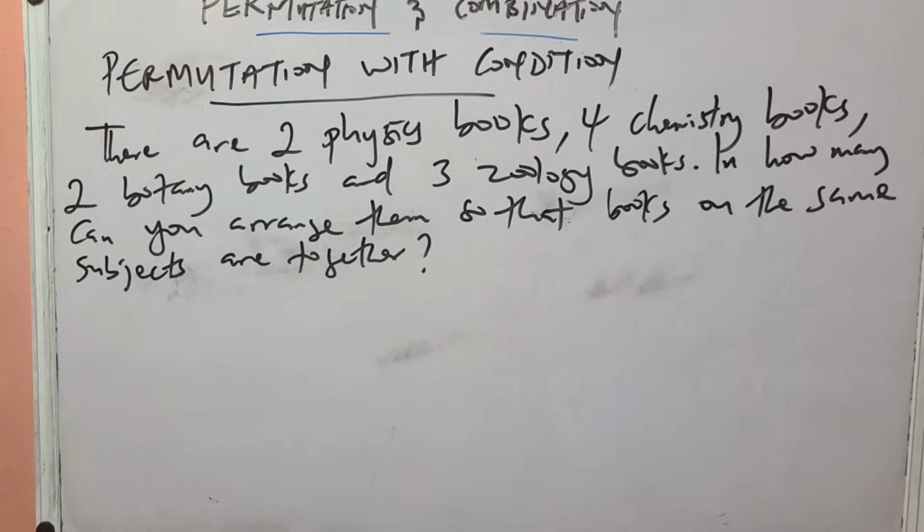There are 2 physics books, 4 chemistry books, 2 botany books, 3 zoology books. All right. In how many ways can you arrange them so that books on the same subject are together?